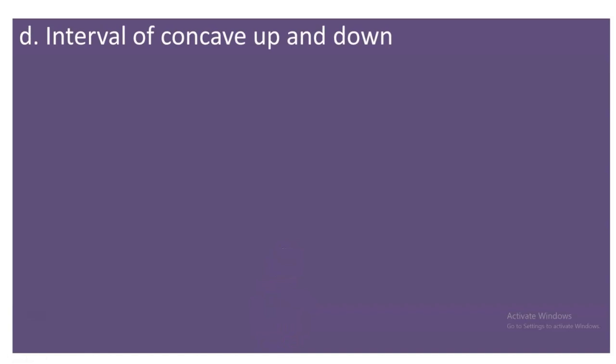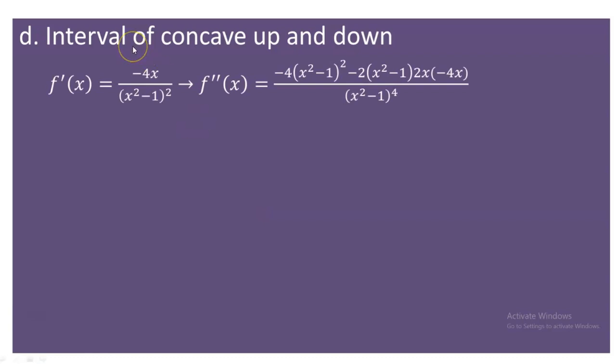Now comes the case of D, and that is the interval of concave up and concave down. And this is basically obtained by carrying out the second derivative of the function. And we knew that the first derivative is this, so again applying the quotient rule, the second derivative can be obtained. So as you are applying the quotient rule, again the derivative of minus 4x is negative 4. And you will take this as it is, x squared minus 1 the whole squared.